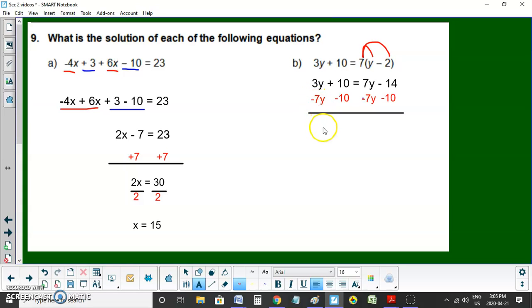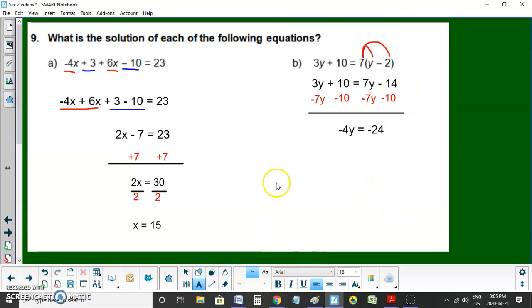3y minus 7y is minus 4y. Minus 4y here equals, there's an equal sign. Well, 10 minus 10 is 0. There's nothing left there. Positive 7 minus 7, that's 0. And here minus 14 minus 10, that's minus 24. So take away 7y from here, take away 7y from here, that's minus 4y. Take away 10 from here, take away 10 from there, and minus 24.